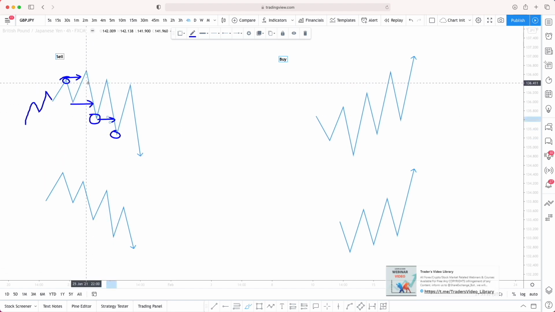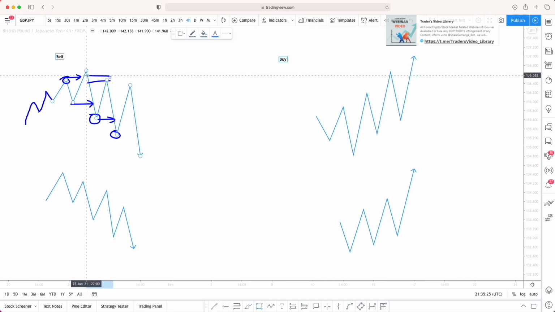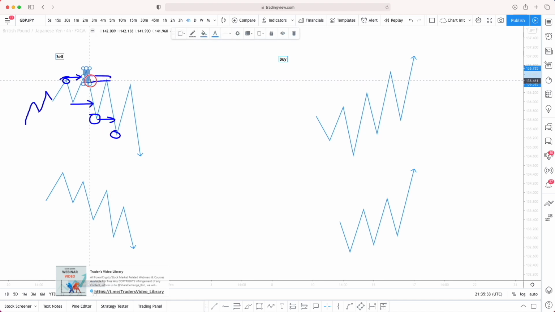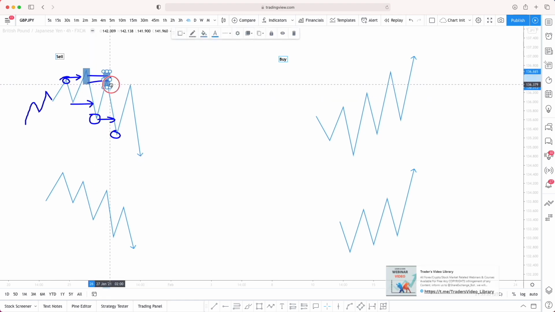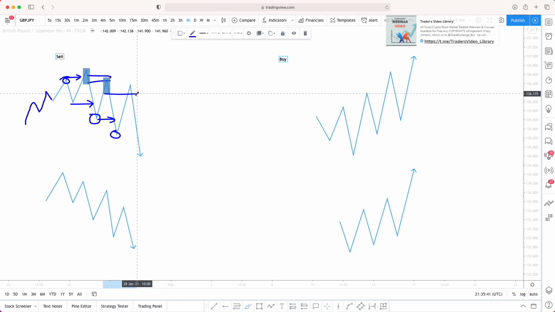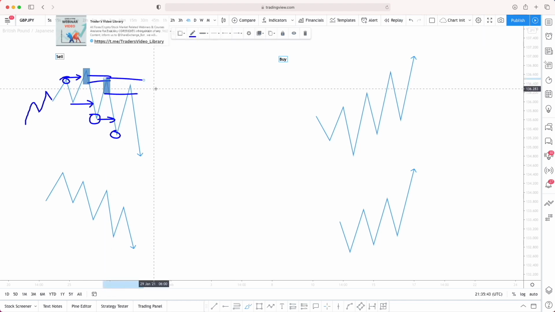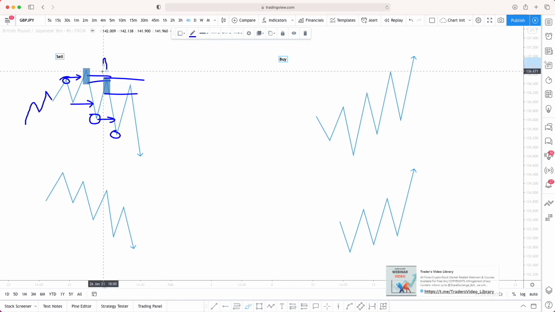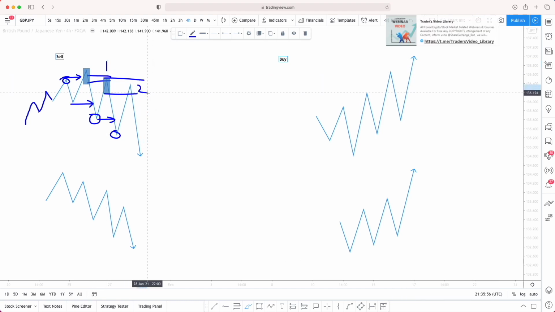However, we can have an entry point here, because there is going to be an OB which broke the structure sitting here, at this point. But there's also an OB sitting here, right? So we can have another entry at this point. Now, in terms of entries, entry number one is here, and entry number two is there.